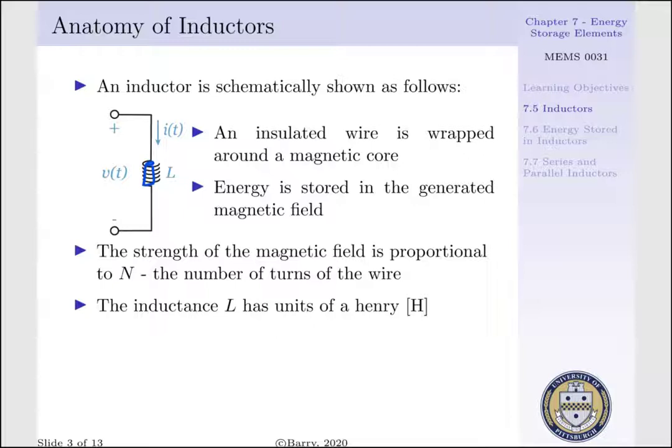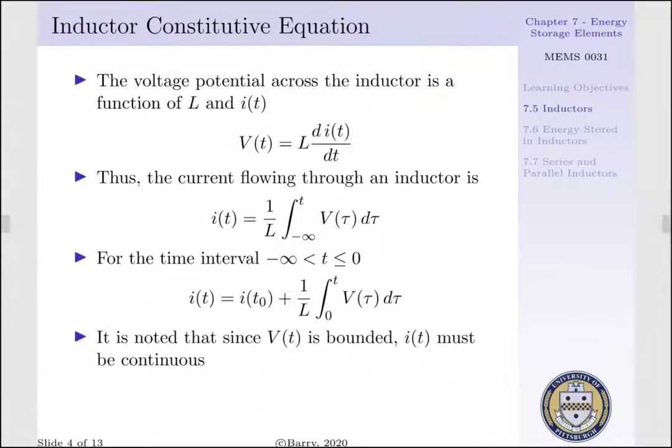Now, the strength of this magnetic field is dependent upon N, the number of turns of wire. And the inductance of our material, which stores our magnetic field, has a variable L in units of henries. Now, the voltage potential established across an inductor is a function of both the inductance L and the current running through it, I. That is, our voltage potential v(t) is equal to L times the time rate of change of current running through our inductor.